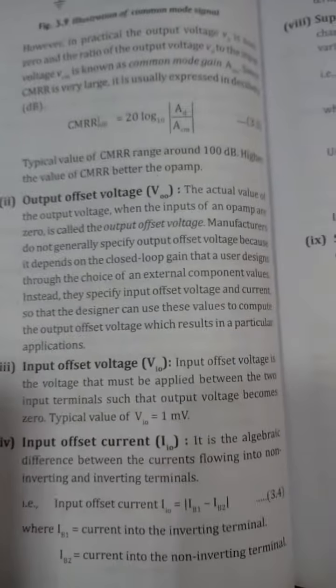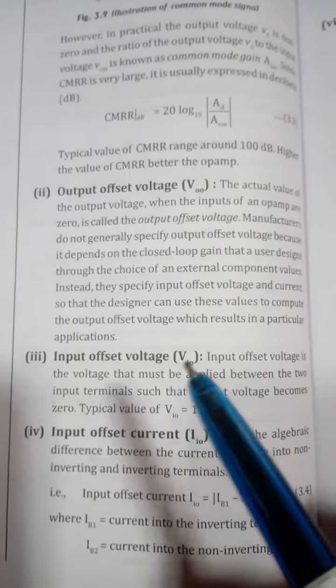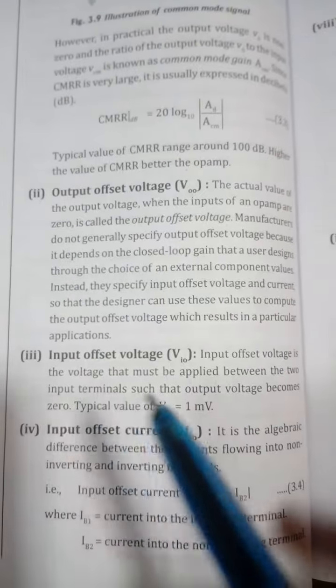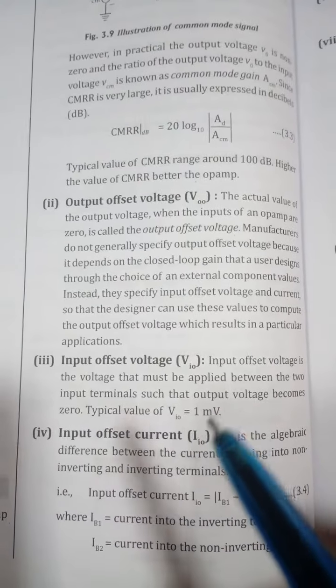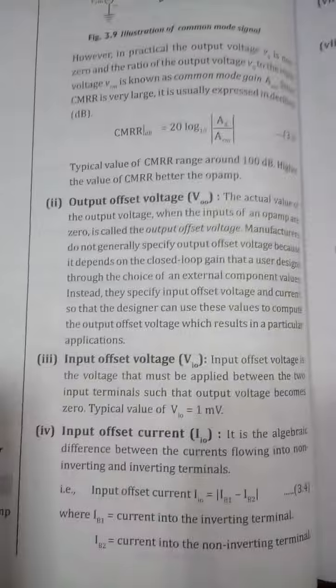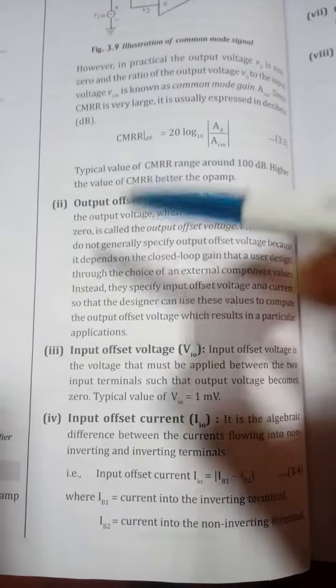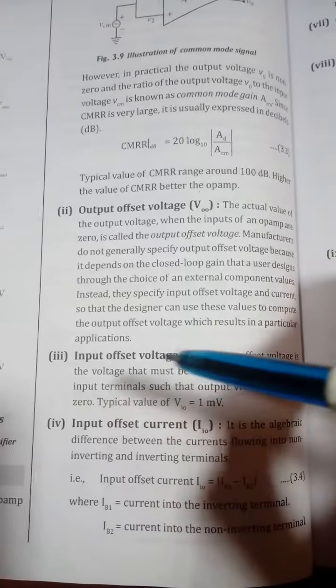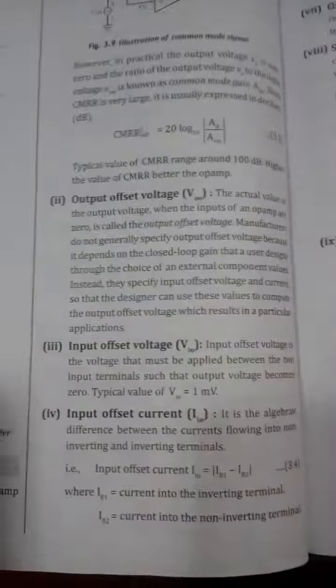That is your output offset voltage, and input offset voltage refers to the voltage that must be applied between the two input terminals so that the output voltage becomes 0. So this was in the case of your input offset voltage and this is in the case of your output offset voltage. The output offset voltage is represented as V00, and the input offset voltage is represented as VIO.